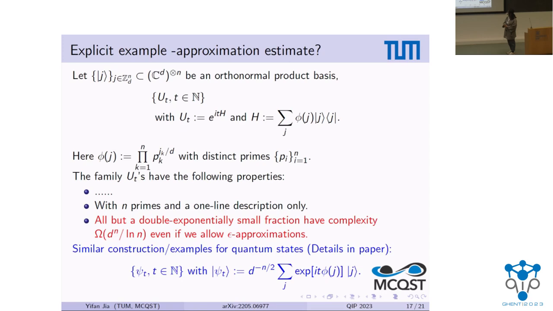With a similar construction, we can also do this for quantum states by putting this kind of coefficient into the vector. All of the results work similarly for the state examples, and the proof also works. So if you are curious about what happened, you can also see the details in my paper.